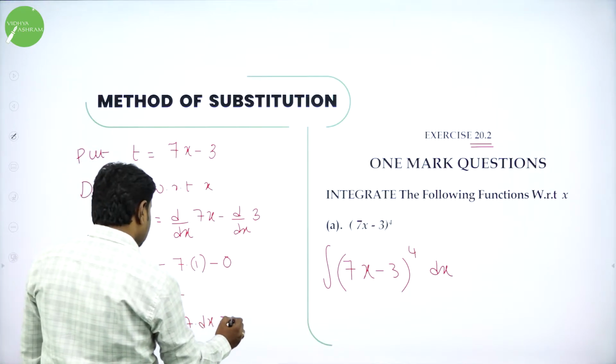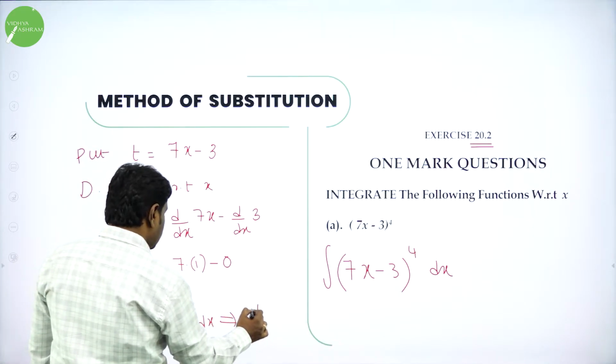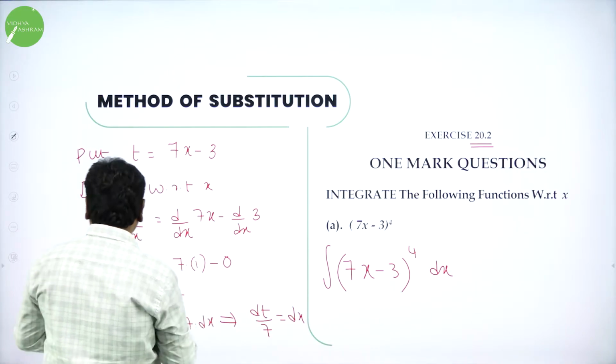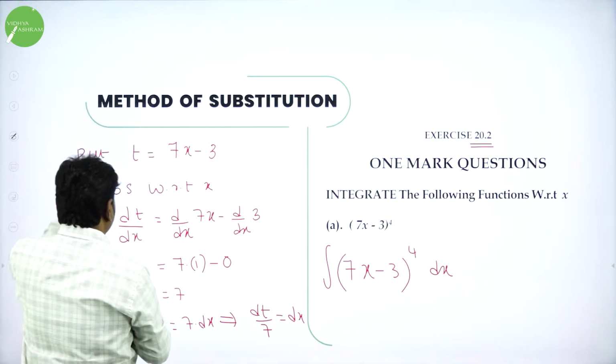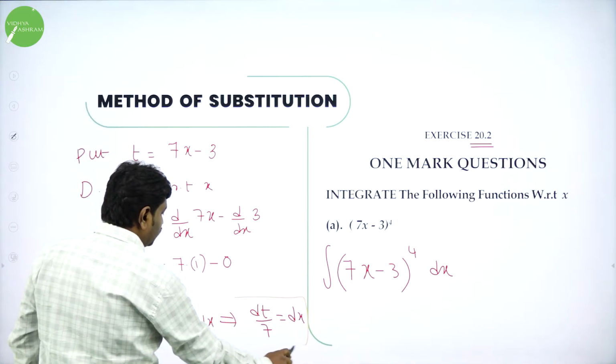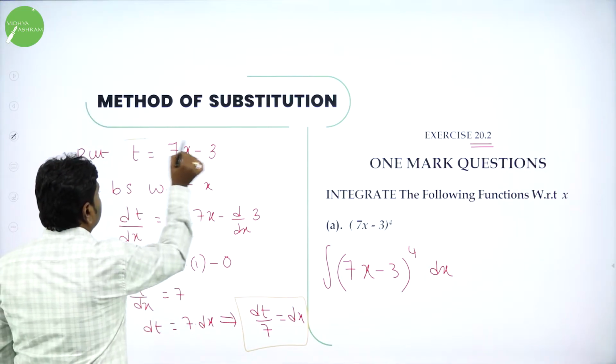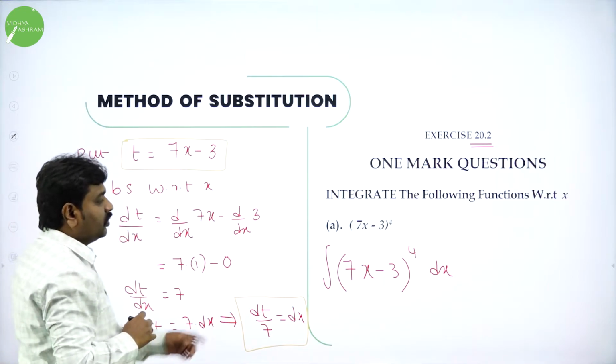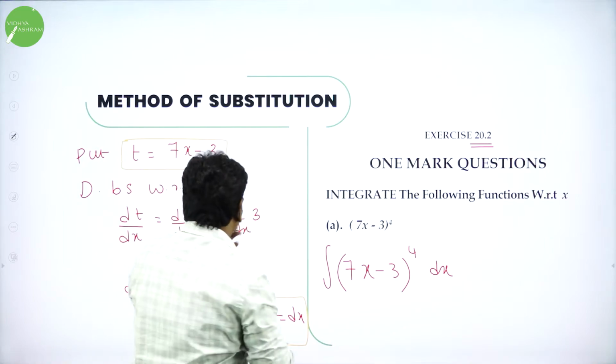That implies, you need only dx. So dt divided by 7 gives you what? dx. So like that, first get the value of dx. Now you got the value of dx. What is the value of dx? dx is dt by 7, and 7x minus 3 you take as t. Now do the substitution. When you do the substitution in this, you will get the required answer.